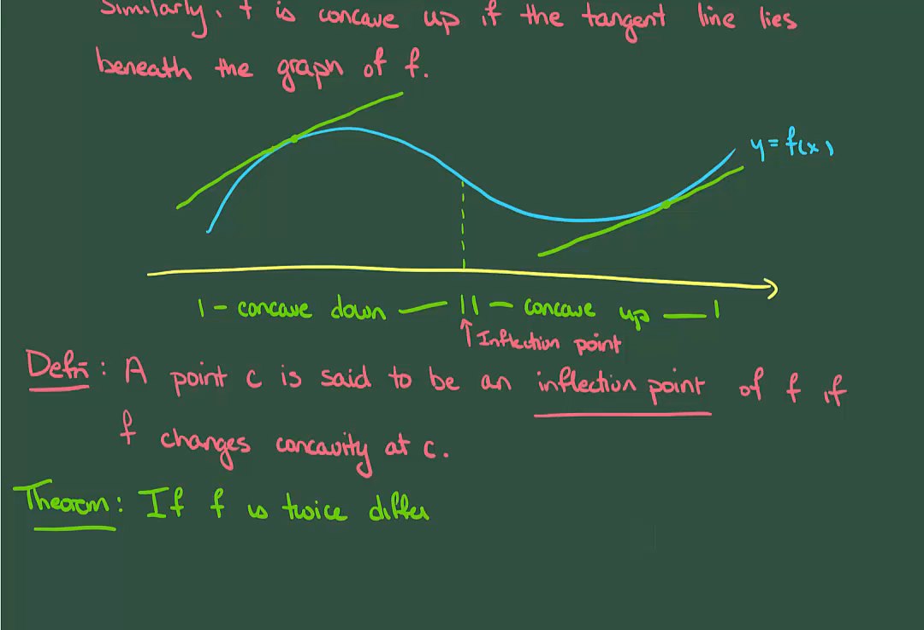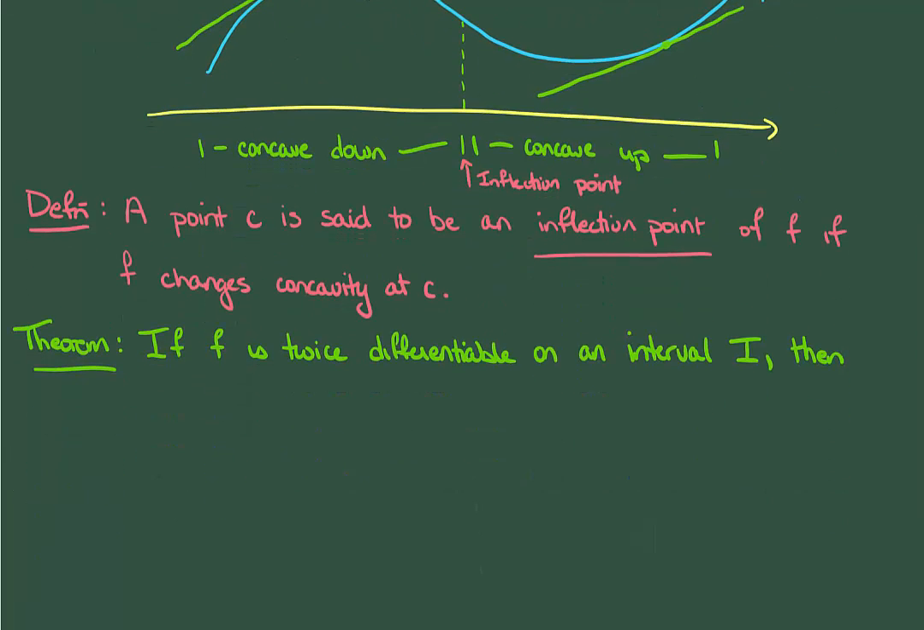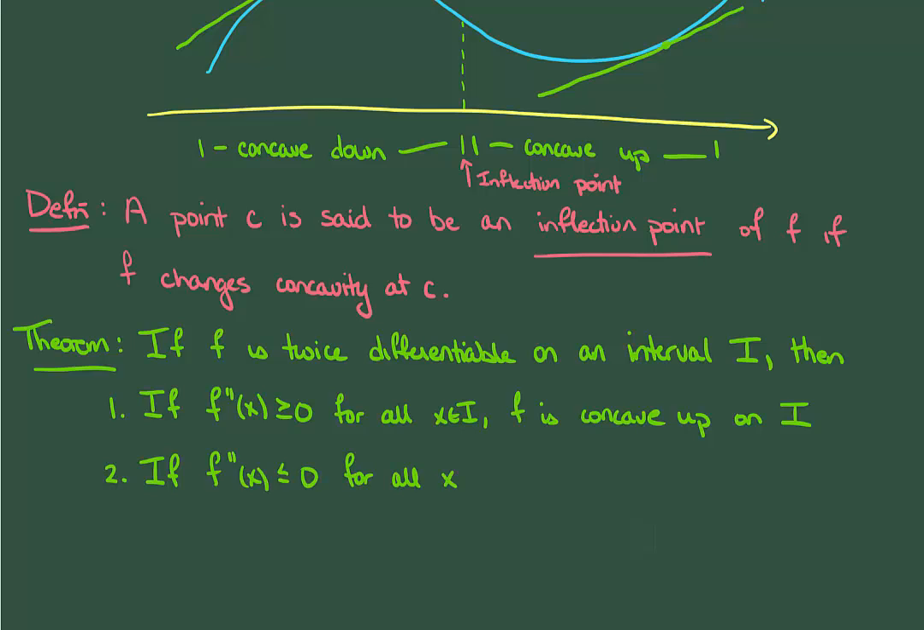Let's suppose then that f is twice differentiable on the interval I. If f double prime is non-negative at every point on that interval, then f is concave up on that interval. In the dual sense, if f double prime is non-positive at every point of that interval, then f is concave down on that interval.